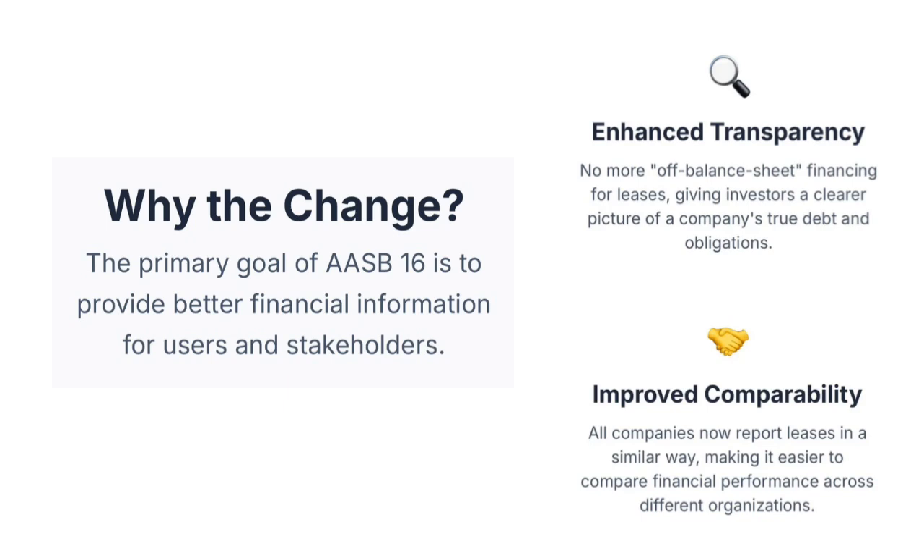Why this change was important. AASB 16 was introduced to improve transparency and comparability. By bringing all leases onto the balance sheet, investors and creditors can get a clearer, more complete picture of a company's financial commitments. It removes the ability for companies to use operating leases to hide significant liabilities, which was a common criticism of the old standard.